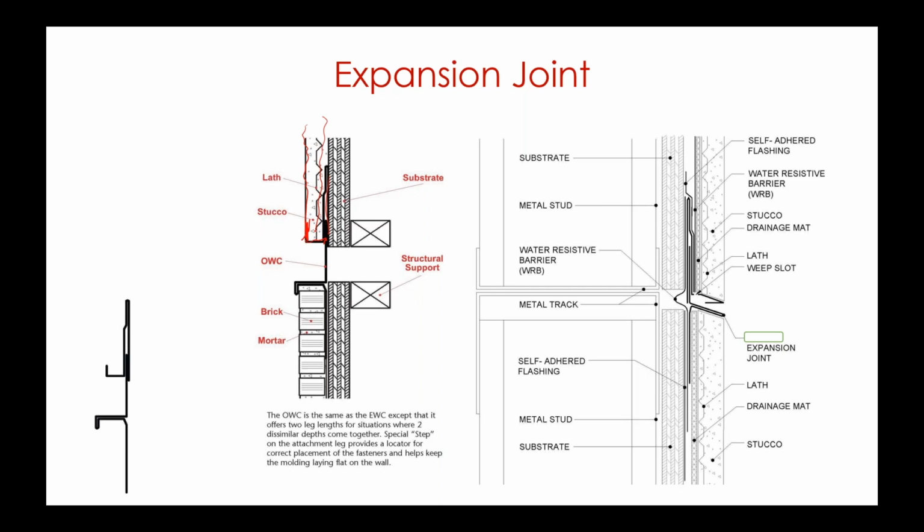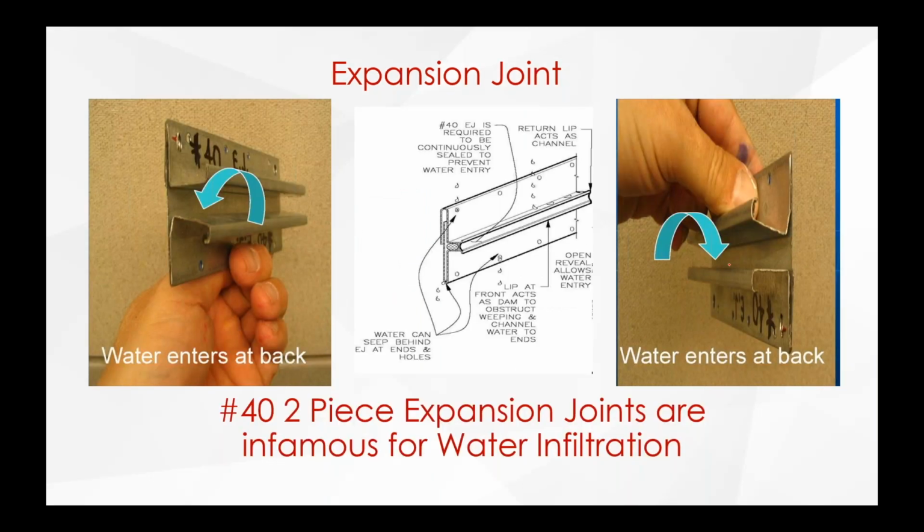So what we want to do is, again, open those exit doors. Here's our exit door here. Here's our exit door here. There's no way to trap this in. So when you're looking at expansion joints, here's another illustration of it.